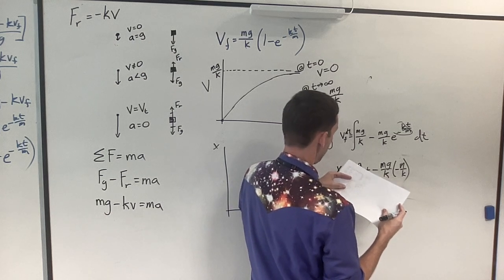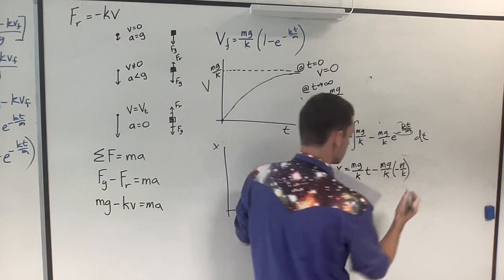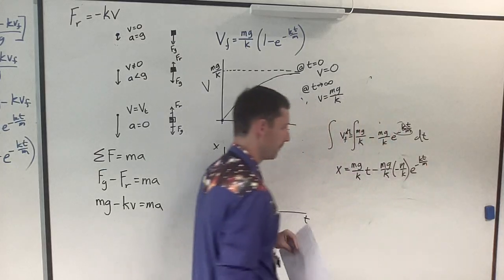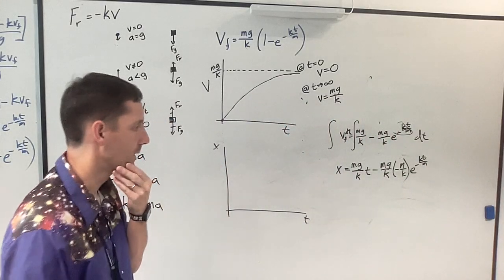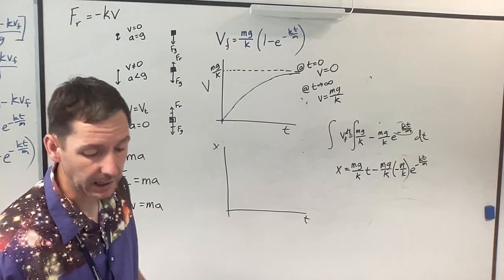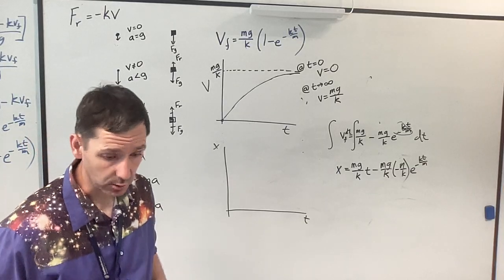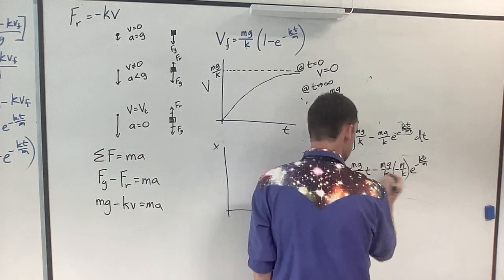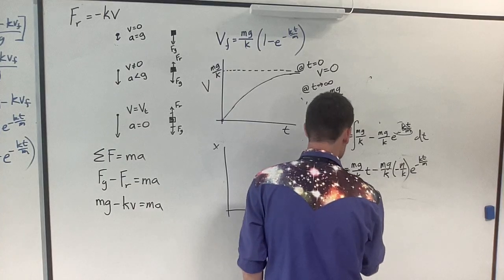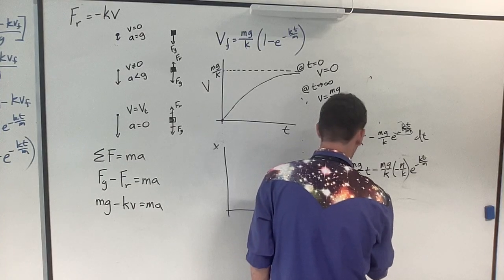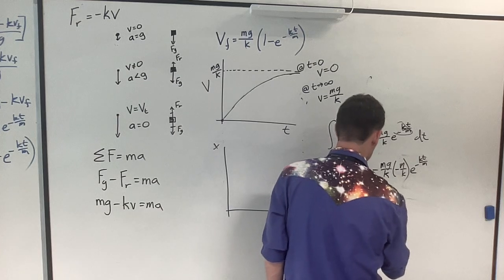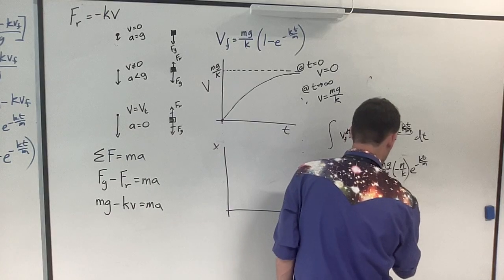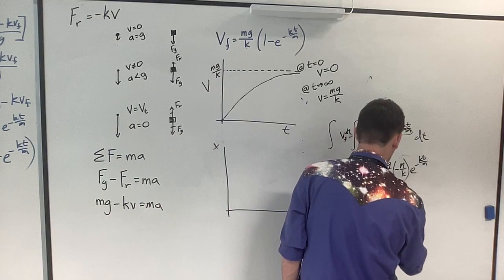And then times e to the ax. So e to the negative kt over m. All right. Now that does look a little bit more messy, but it's okay. Let's see what we can get when we start to put things in there. Okay, I am going to clean it up just a little bit. All right, so I'm going to go x equals mg over k times t minus, that's going to end up being a plus m over k e to the negative kt over m.